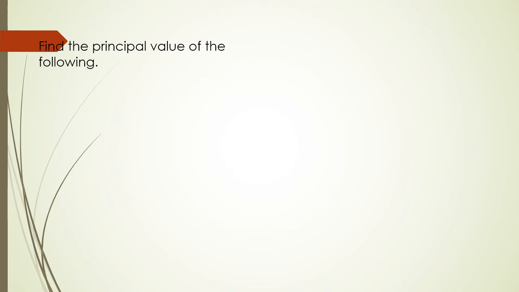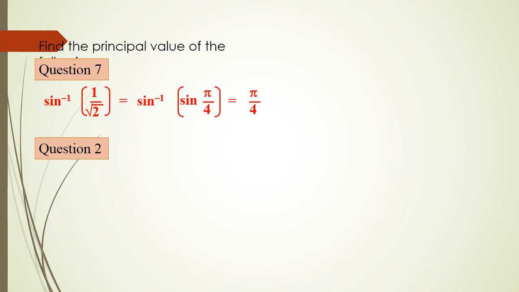Here, find the principal value of the following trigonometric functions. Okay, in this question, sine inverse of 1 by root 2, when you find its principal value, sine inverse of sine pi by 4 in the sense how much? It is 1 divided by root 2. Now 1 divided by root 2 can be written as sine pi by 4. Here sine inverse and sine are both cancelled, and pi by 4 will be remaining. This is the principal value of the given trigonometric function sine inverse of 1 by root 2.